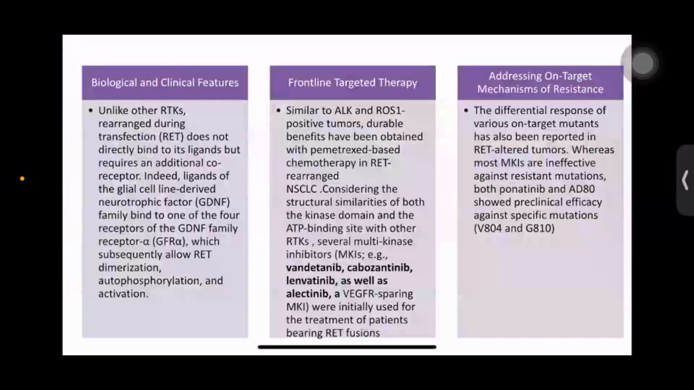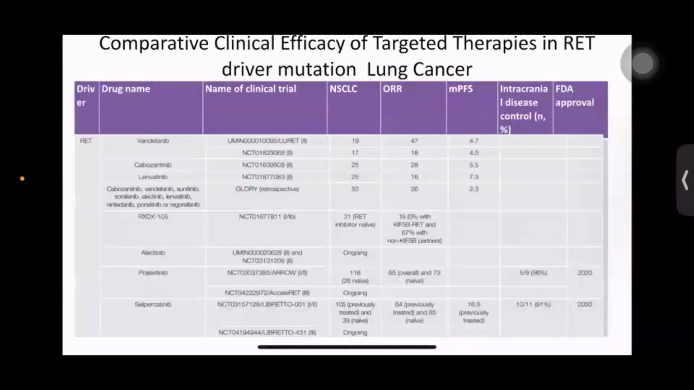The other mutation is the RET gene. This RET gene does not directly bind to its ligand, but it requires a co-receptor to act, and it usually uses the glial cell line-derived neurotrophic factor. And similar to ALK and ROS1 positive tumors, durable benefits have been seen for RET inhibitors compared with pemetrexed-based chemotherapy. And various multi-kinase inhibitors have been tried, such as vandetanib, cabozantinib, lenvatinib, and alectinib. These were initially used for the treatment of RET positive NSCLCs.